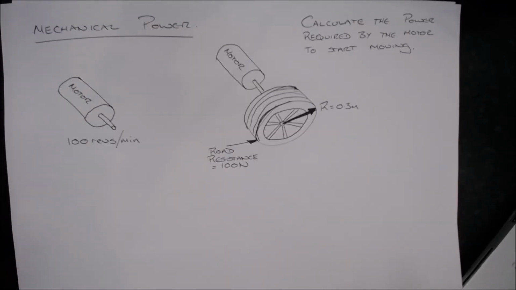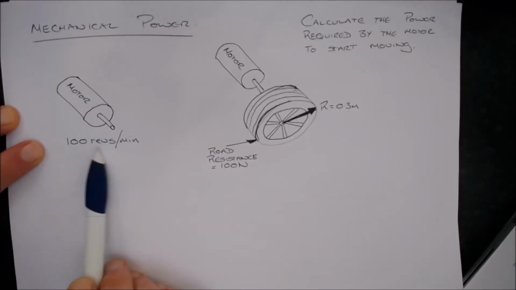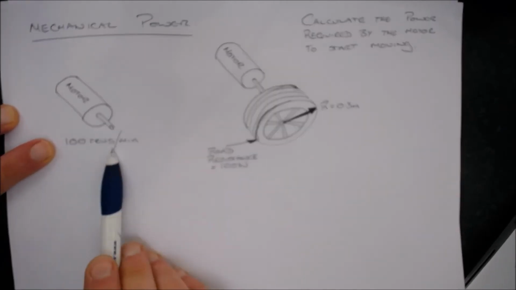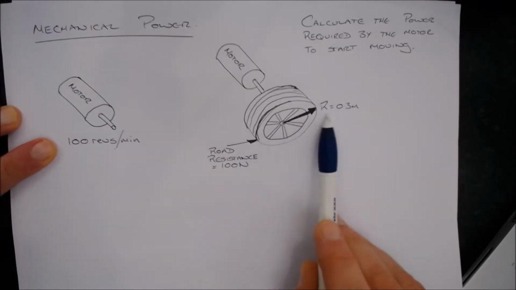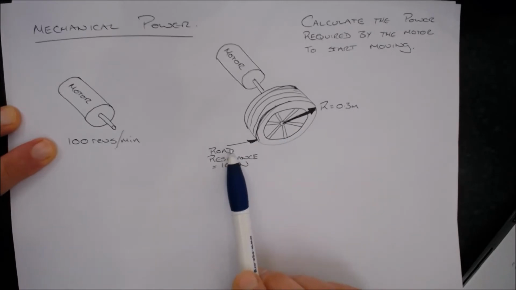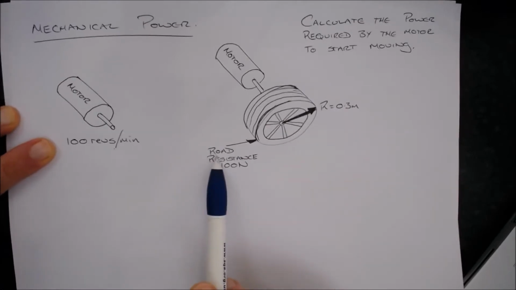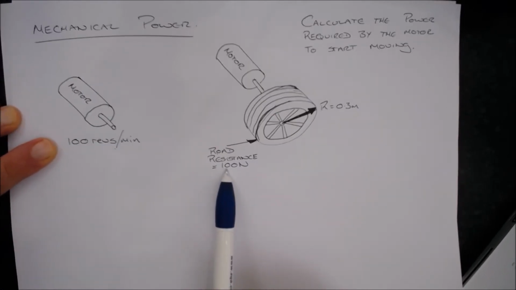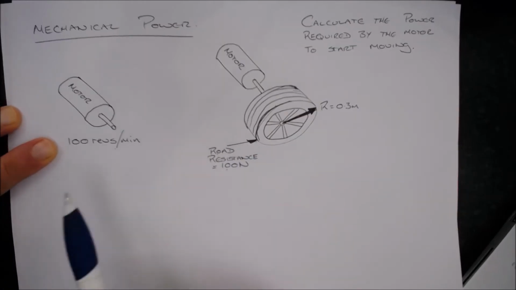This video is about calculating mechanical power. So here I've got a motor that the catalogue tells me is supposed to travel at 100 revs per minute. I'm going to use it to attach a wheel to. The wheel has a radius of 0.3 meters, and I'm going to use it to try and move a small buggy along a surface. The road resistance will cause 100 newtons of force at the outside of the wheel.